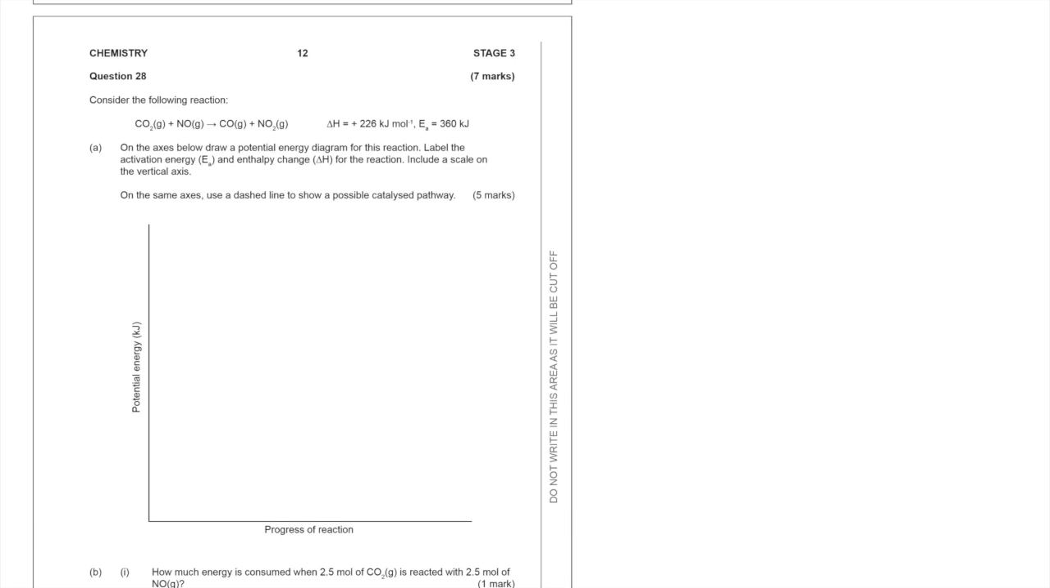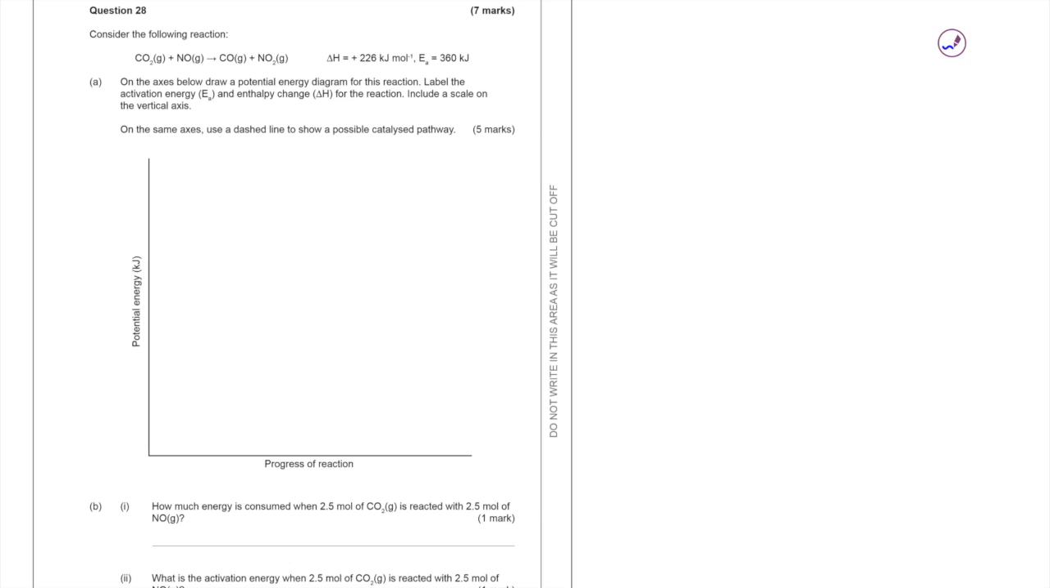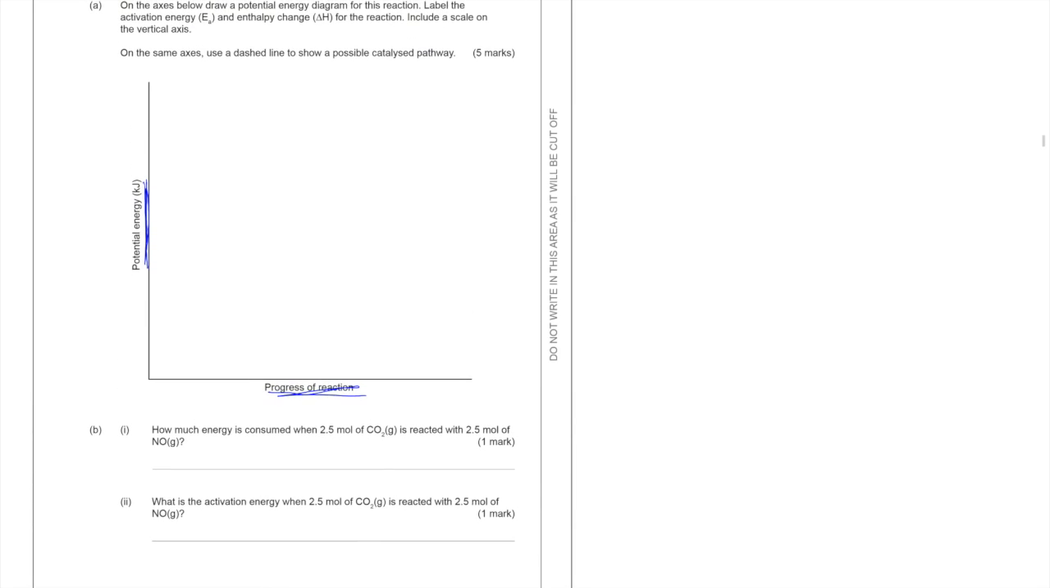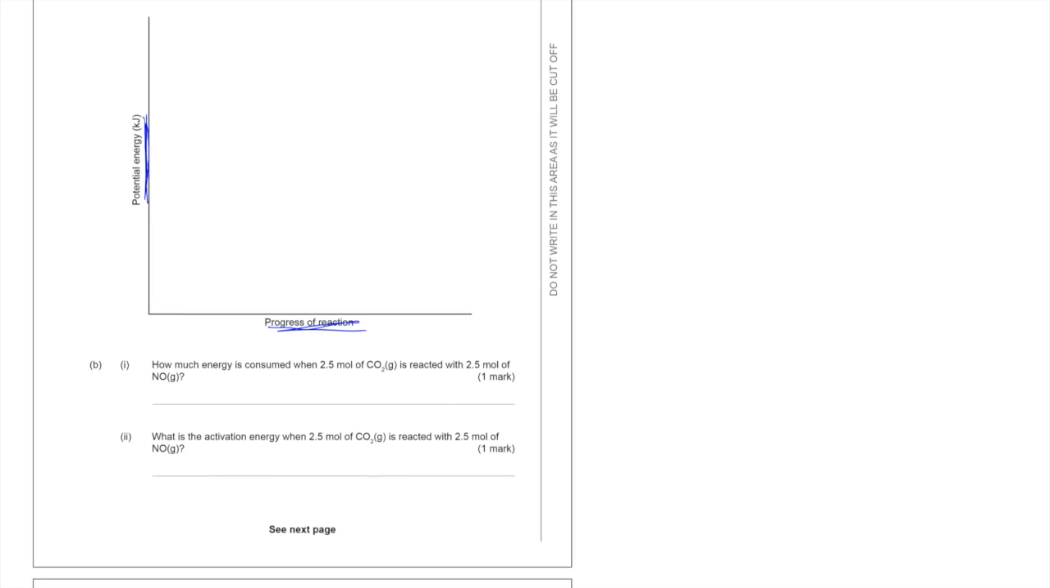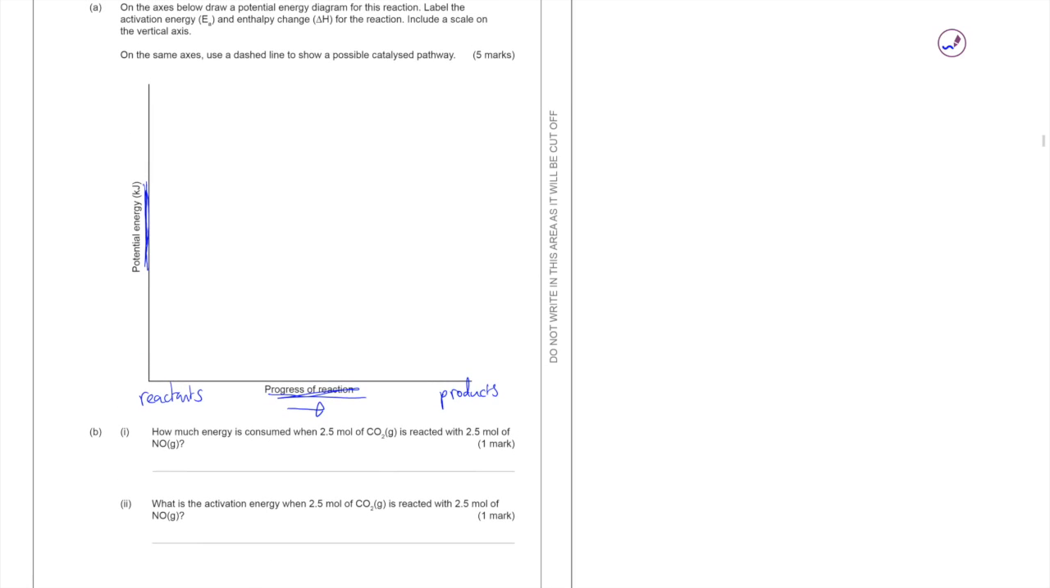So what do we need to do here, guys? Well, we need to plot the progress of reaction with the potential energy. And the potential energy is made up of the energy within the system or within the molecules. And of course, hopefully you understand that the progress of reaction is what leads us from reactants all the way to products. That's essentially what this little x-axis is talking about here. So on the right-hand side, we'll have our products. On the left-hand side, we'll have our reactants.